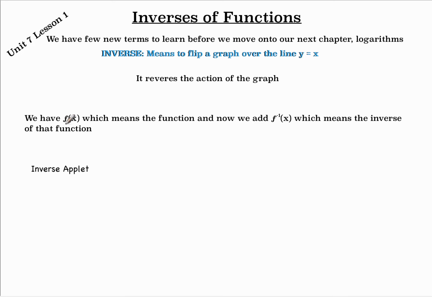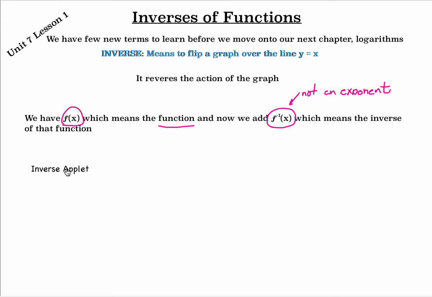We do have a new symbol to learn, where f of x meant function. Now to denote inverse, we say f to the negative 1 of x. Now that is not an exponent, meaning you're not going to take f and make it into 1 over f, because this is a function. It's not a number. It's not a variable.